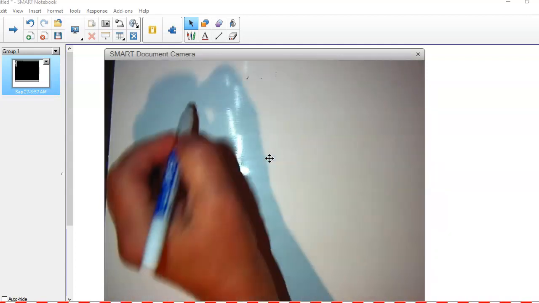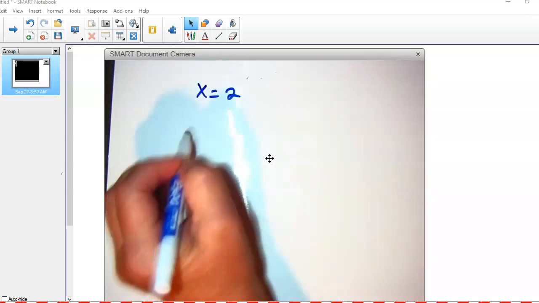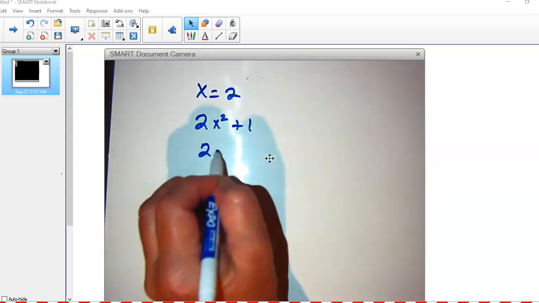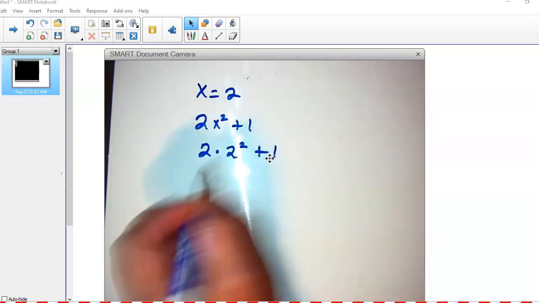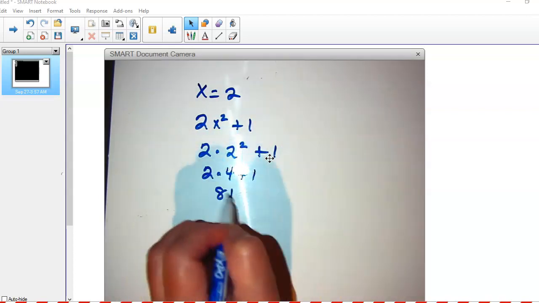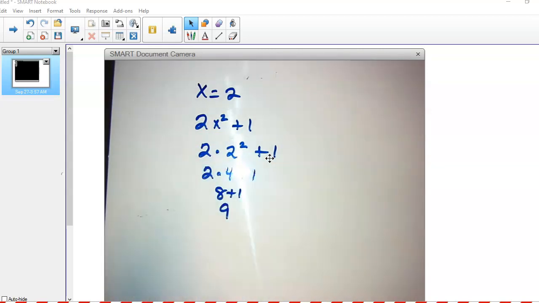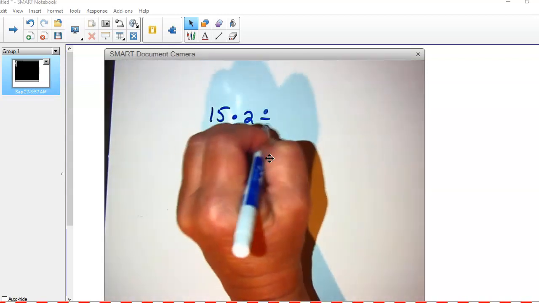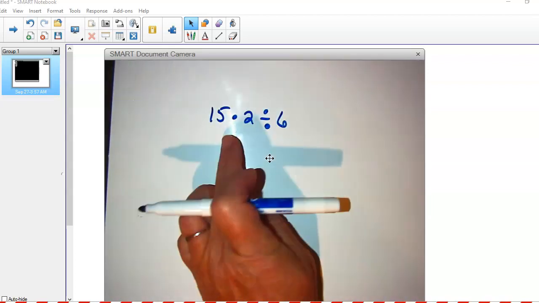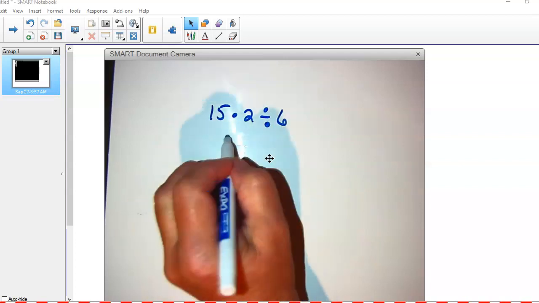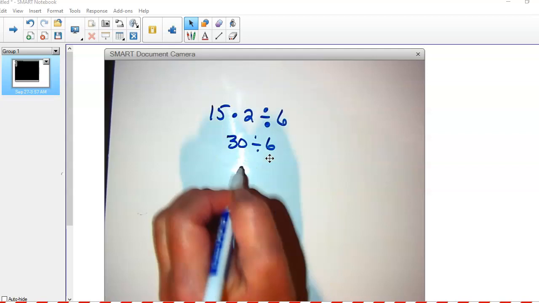Okay, let's take another one. So x equals 2. We're going to evaluate this. And the problem is 2x squared plus 1. Let's substitute in first. 2 times 2 squared plus 1. So this is 2 times 4 plus 1. Multiply, and we get 9. Okay? Now we're not going to substitute. We're just going to use the order of ops. So 15 times 2 divided by 6. Okay, so working from left to right, we have multiplication and division. Multiplication comes first. So 30 divided by 6, and that gives you 5.